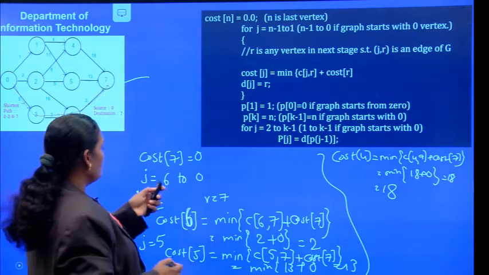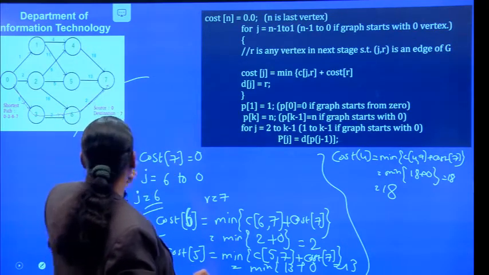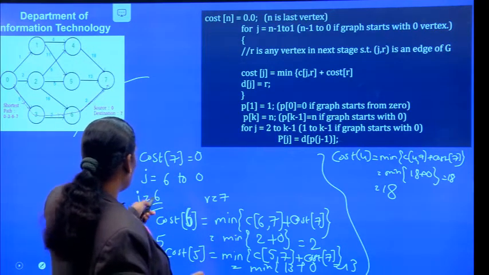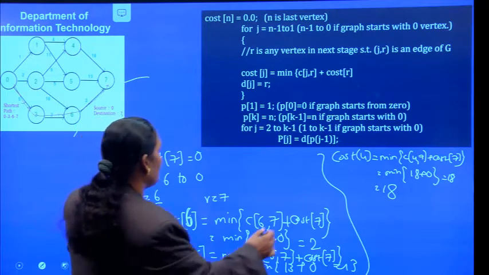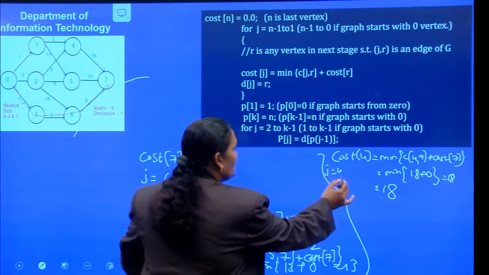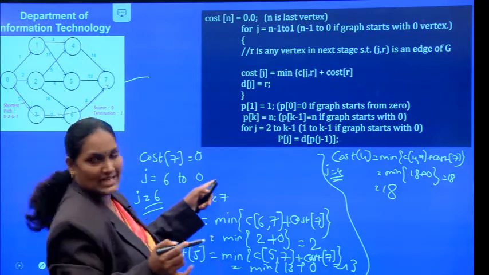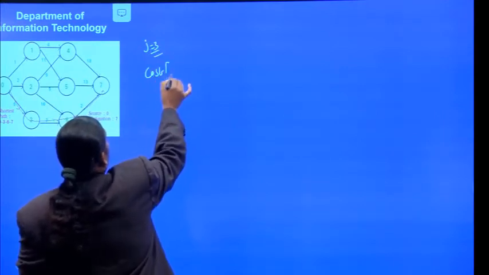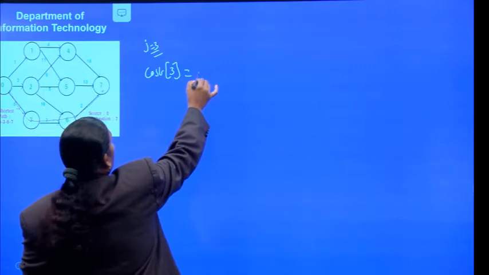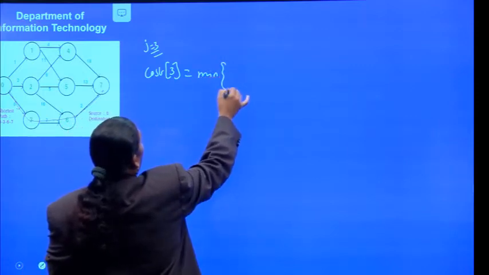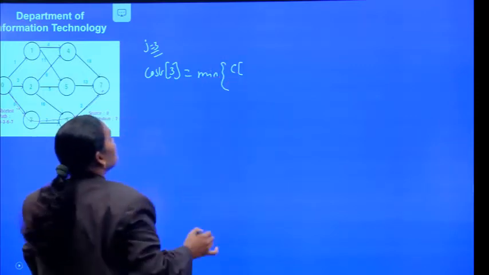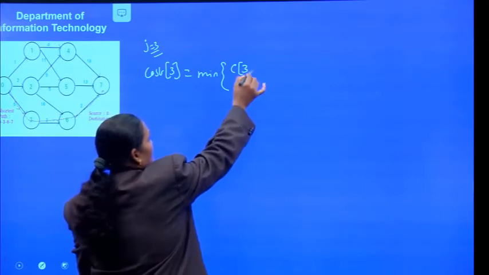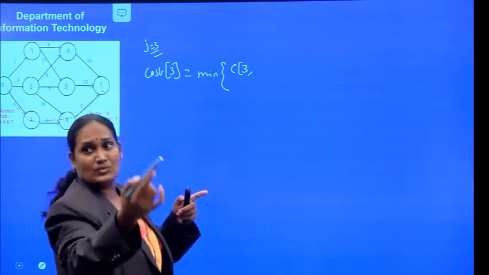Now we need to consider the next one. j equal to 6 is completed, j equal to 5 is completed, and j equal to 4 is completed. We need to take j equal to 3. Next value of j is 3. What is cost of 3? Cost of 3 is equal to the minimum of c of j, j is nothing but 3, comma. What is the next vertex?